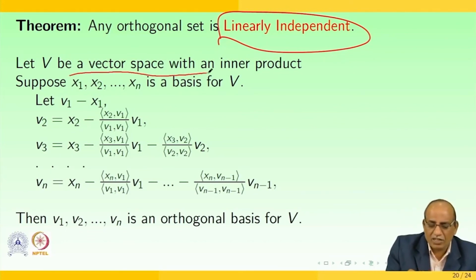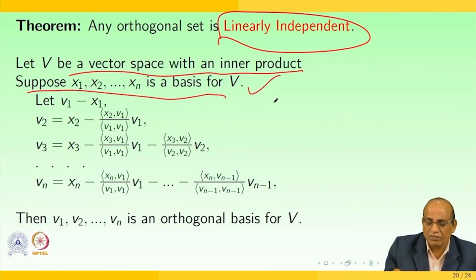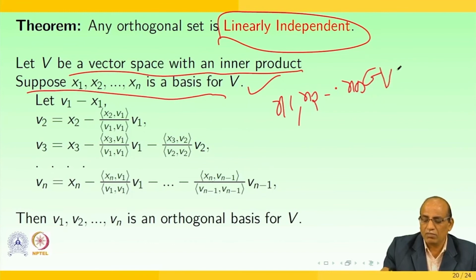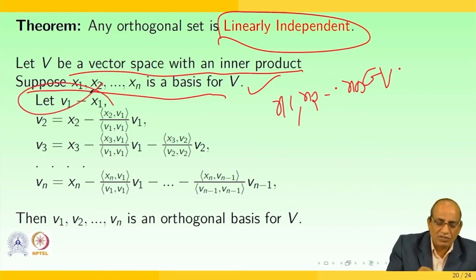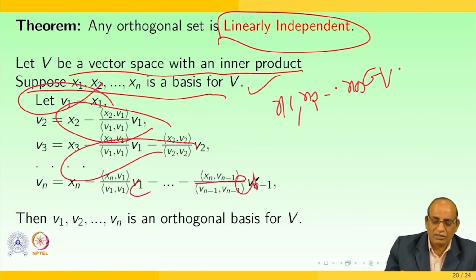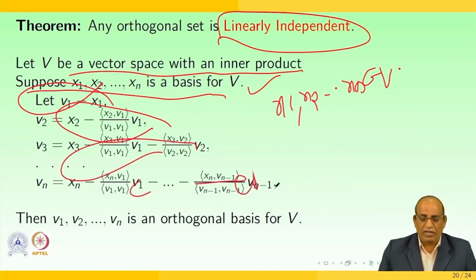Let X be a vector space with an inner product. Suppose x1, x2, ..., xn all belong to the set V. Now let V1 equal x1. This is the first step which we do. The second step uses whatever we got from the first, and the third step, fourth step, and so on. We keep on doing it like this.